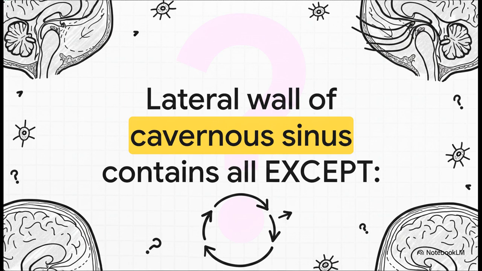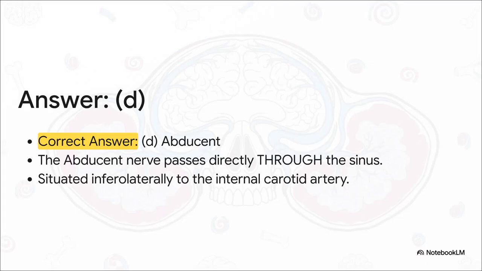Moving to question 2. This is a classic exam trap about the cavernous sinus contents. The lateral wall contains all of the following nerves except oculomotor, trochlear, ophthalmic, or abducent. If you answered D, you nailed it.